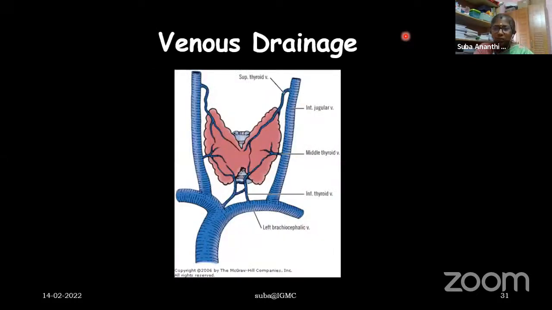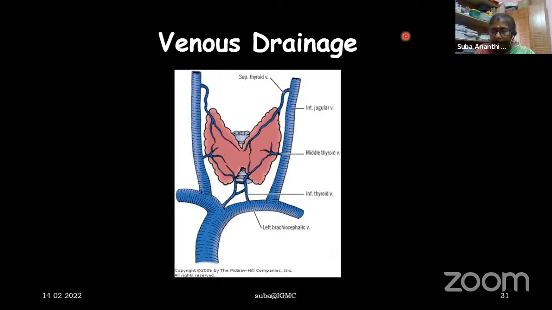Right. We'll move on to the venous drainage. So we have 3 sets of veins. The superior thyroid vein accompanies the superior thyroid artery. Remember, the venous plexus is related beneath the true capsule. From here, it arises as 6 pedicles, 3 on the right and 3 on the left. The upper pedicle emerges as the superior thyroid vein from the apex of the thyroid gland, accompanies the superior thyroid artery, and drains into the internal jugular vein.